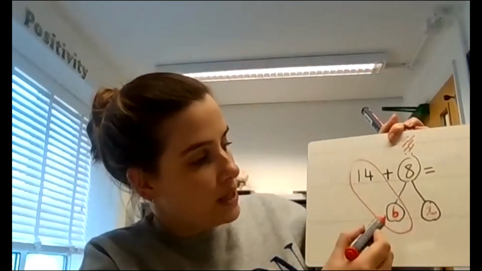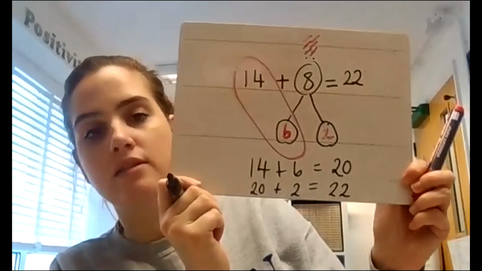So I've got 20 adds 2. Who can tell me the answer already? Excellent, 22. So I know that 14 adds 6 is 20. And I know that 20 adds 2 is 22. Brilliant stuff. That's just a really quick fire on a whiteboard.